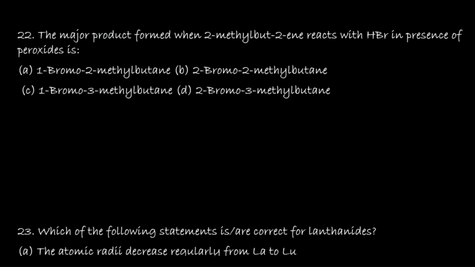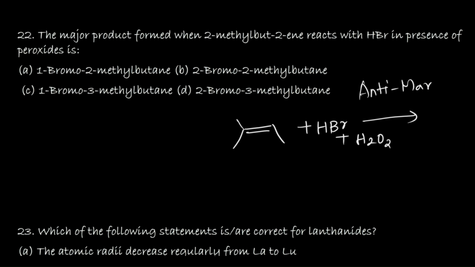The major product formed when 2-methylbut-2-ene reacts with HBr in the presence of peroxides. HBr with peroxide is a very successful combination for anti-Markovnikov addition, right? So H plus and Br minus. Br minus will go to the site with more H, which is the less substituted site.